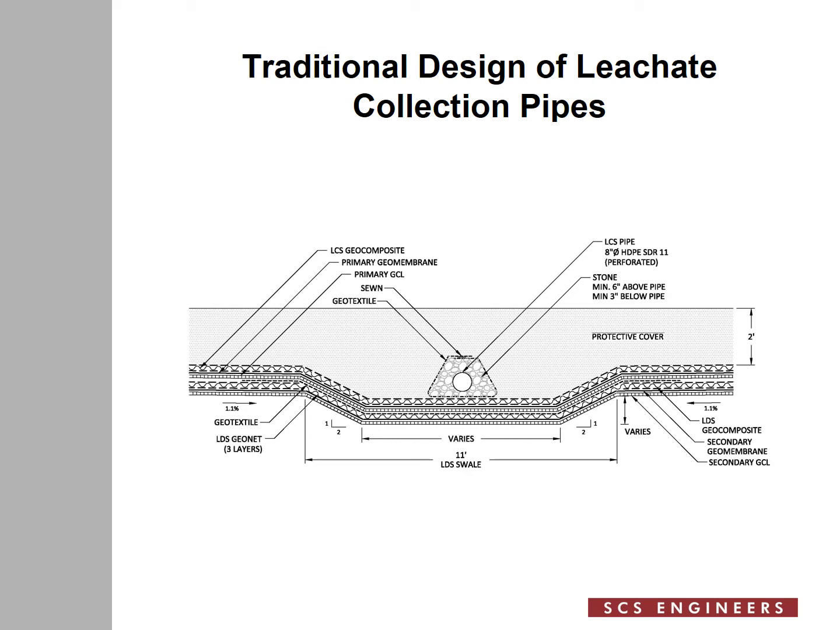The type of lining system here is a double composite, but I would like to bring your attention to the middle portion of this detail, which is a leachate collection pipe encased in gravel, and the gravel is wrapped with geotextile. Below the geotextile wrap is the composite, which is a primary leachate collection system in the leachate trench, as well as the base area.